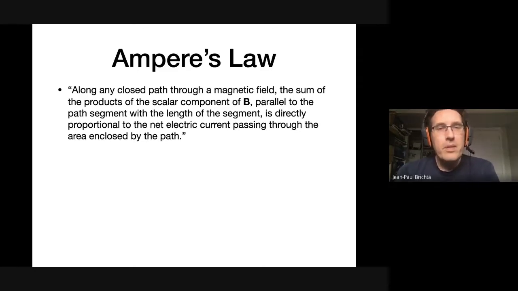So here's the deal. Along any closed path through a magnetic field, the sum of the products of the scalar component of B parallel to the path segment with the length of the segment is directly proportional to the net electric current passing through the area enclosed by the path. Wow, so clear, right? Gosh, I'm so glad that Britta actually wrote this down. Okay, so what the heck are we talking about here?